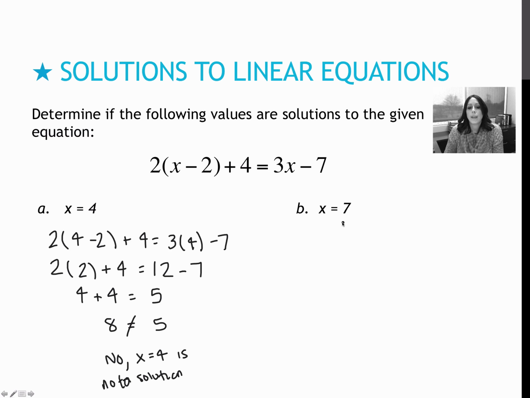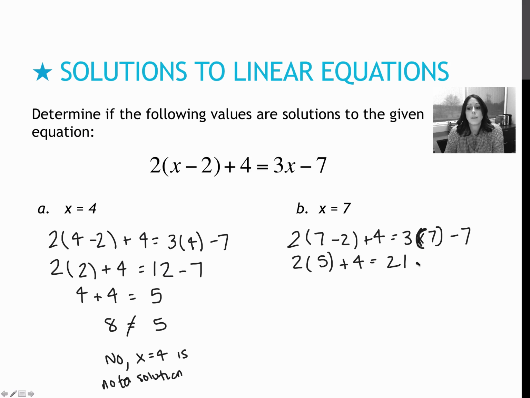And now we're going to try 7. Exact same process. 7 minus 2 plus 4 equals 3x, 3 times 7 minus 7. Over here I've got 2 times 5 plus 4. Over here I have 21 minus 7. 2 times 5 is 10 plus 4. 21 minus 7 is 14. And I get 14 equals 14, so yes, x equals 7 is the solution.